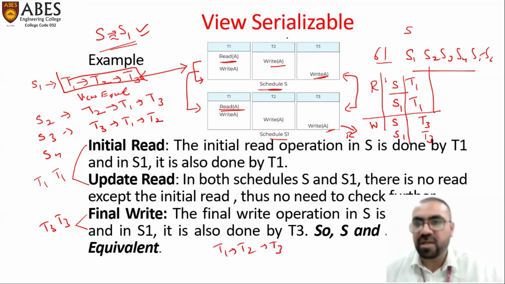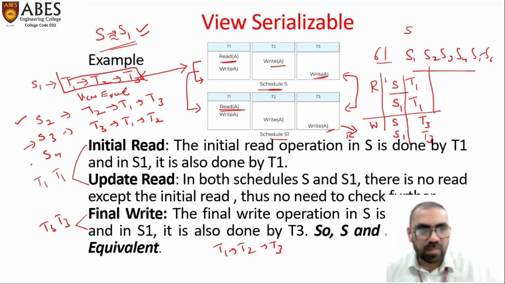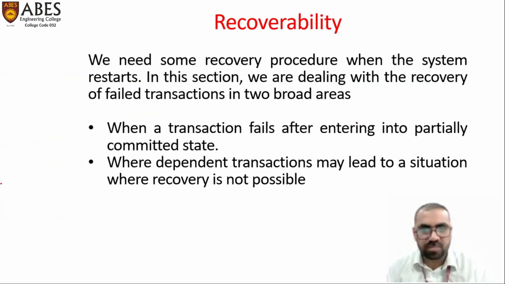If this fails, we need to go for S2, with the same process. If it fails, we go for S3 and the same process, then S4 and the same process. Make sure of this very, very important point, which has been asked in competitive questions: every view serializable schedule is not necessarily conflict serializable, but the reverse holds, every conflict serializable schedule is view serializable. So I hope now you will be able to solve the questions.